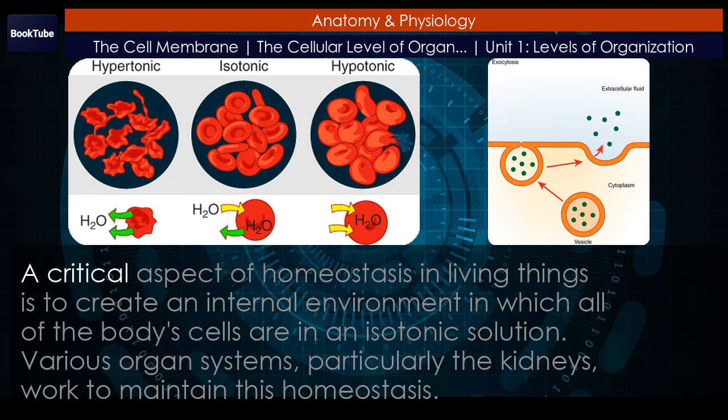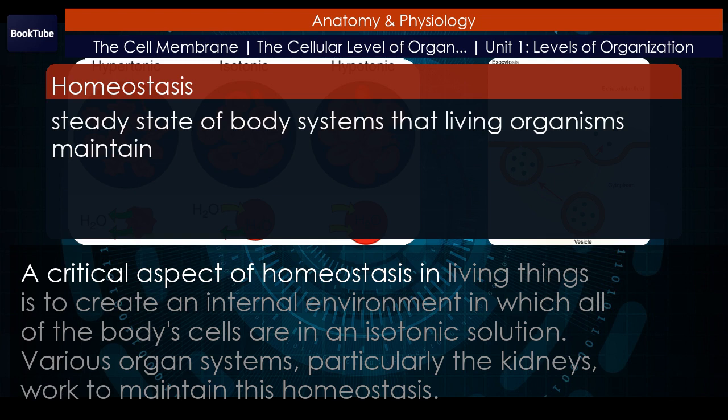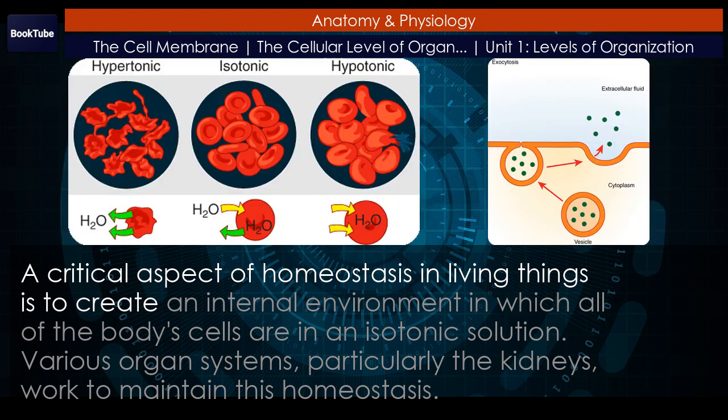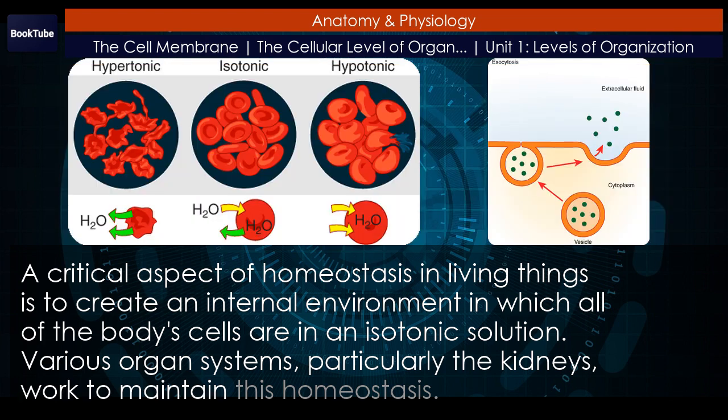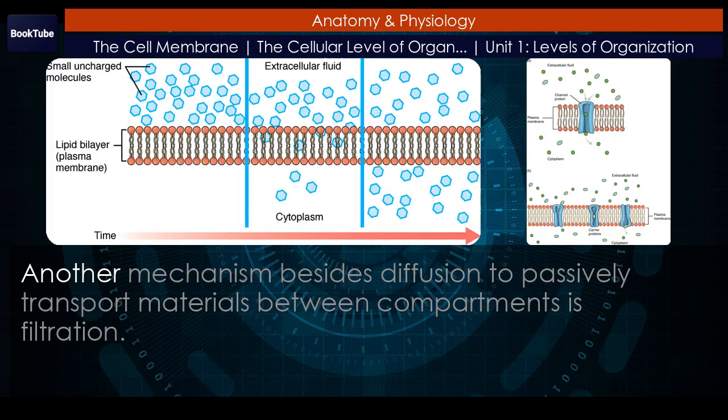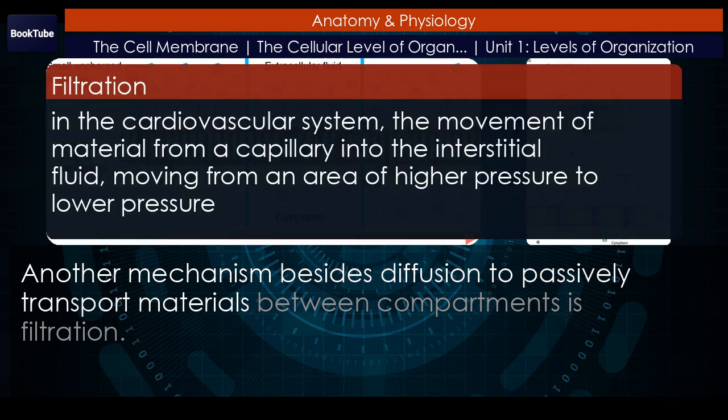A critical aspect of homeostasis in living things is to create an internal environment in which all of the body's cells are in an isotonic solution. Various organ systems, particularly the kidneys, work to maintain this homeostasis. Another mechanism besides diffusion to passively transport materials between compartments is filtration.